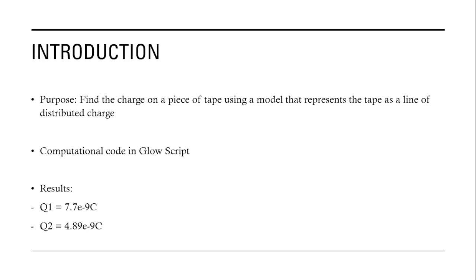And here's a quick preview of the results. For lab number 1, we found that the charge was 7.7 times 10 to the negative 9 coulombs. And the charge that we found in this lab was 4.89 times 10 to the negative 9 coulombs.